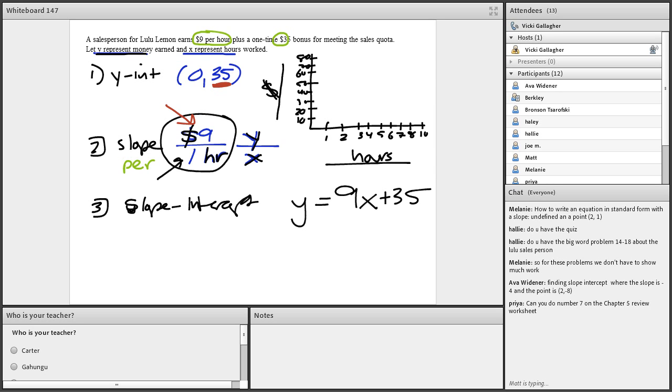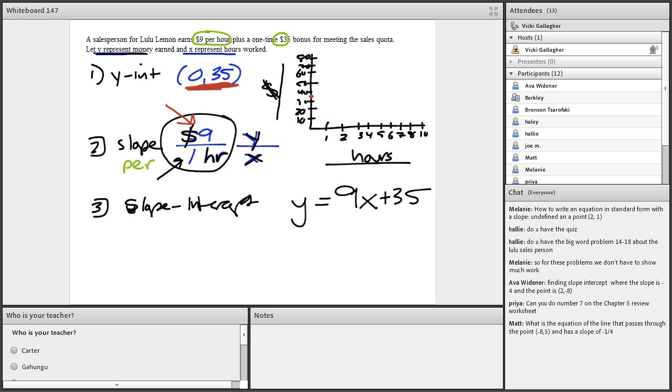Now, when you're graphing your line, again, it's really important that you start on your y-intercept, which is 35. According to my graph, that's going to be halfway between the 30 and the 40. And when you're graphing these, you don't want to go into the negatives at all. So make sure you're starting on the y-axis and then you're going up and you're not accidentally going past the y-axis. And then my slope is 9 over 1.